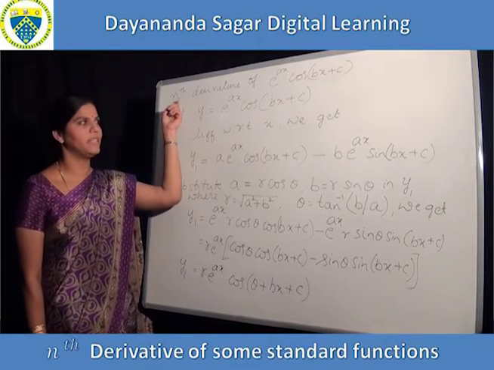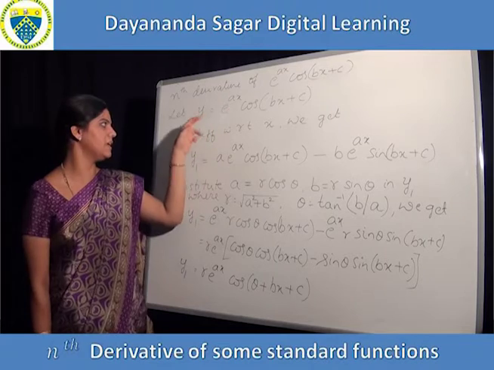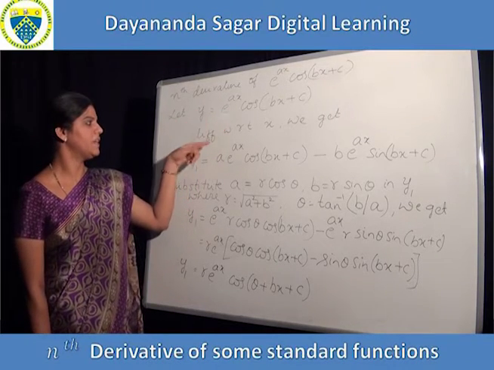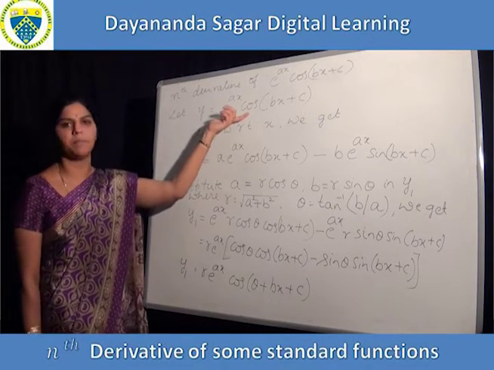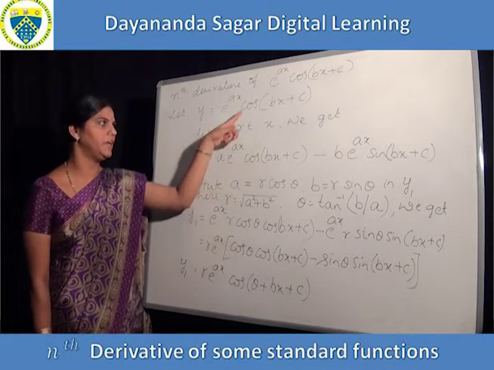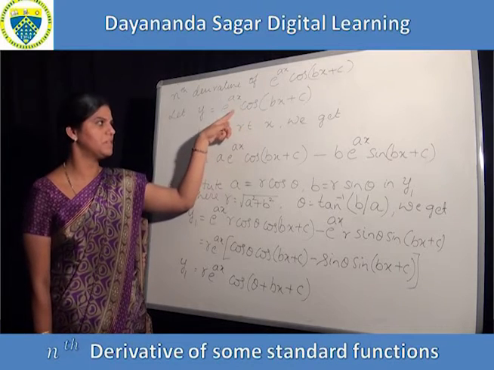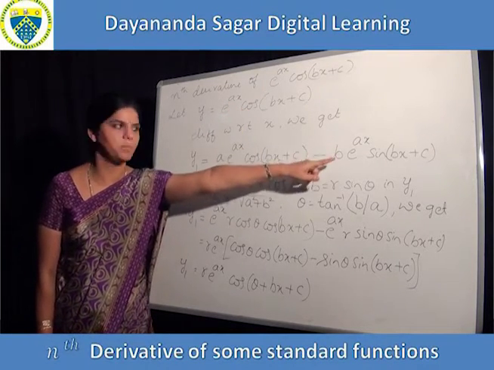Now let us obtain the nth derivative of another standard function, e power ax into cos bx plus c. So let us consider y equal to e power ax into cos bx plus c. Differentiating with respect to x, we get y1 equal to, now I'll apply the product rule. Derivative of e power ax is a into e power ax into cos bx plus c, and then derivative of cos bx plus c is minus b into sin bx plus c. So I'll get minus b into e power ax into sin bx plus c.